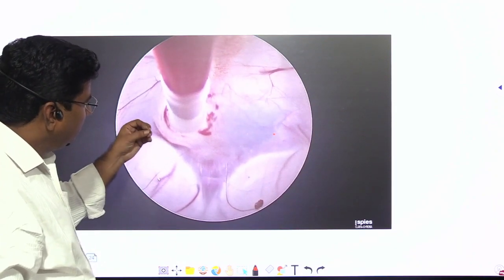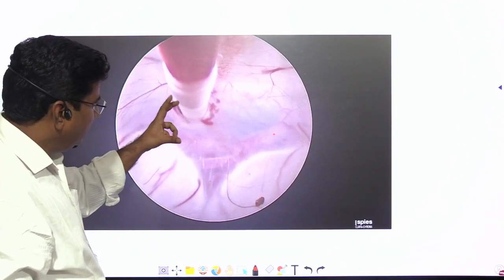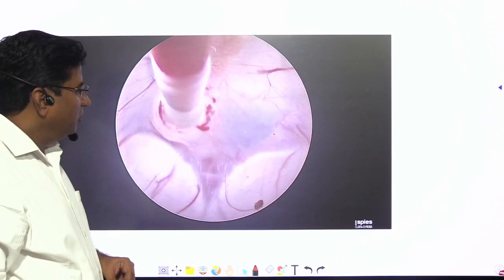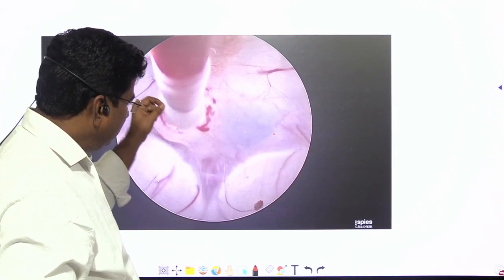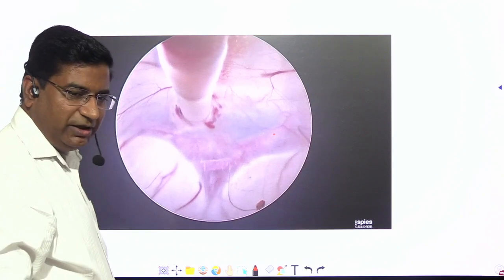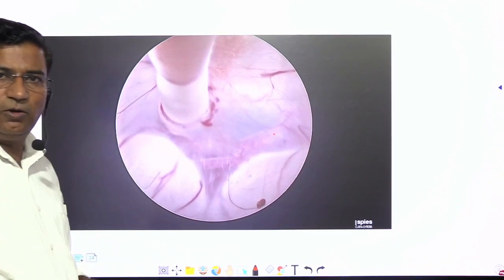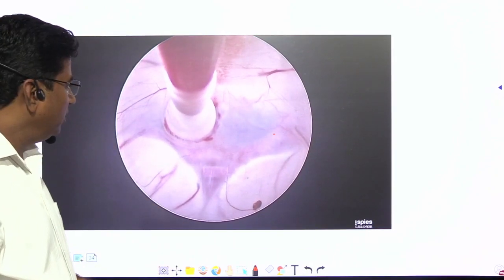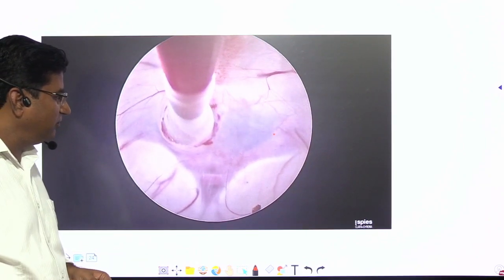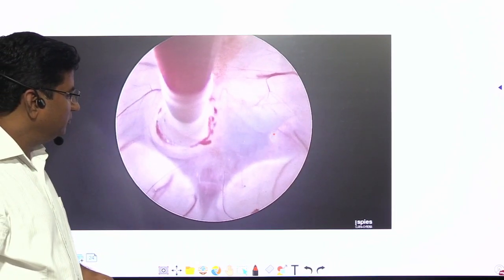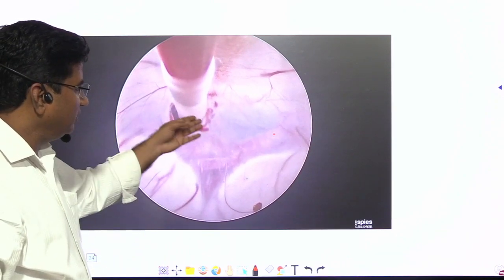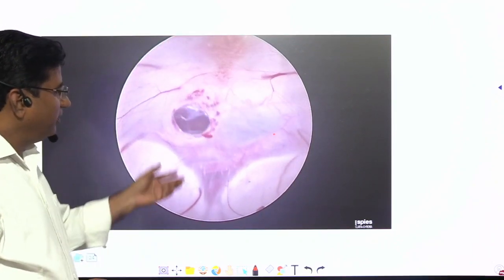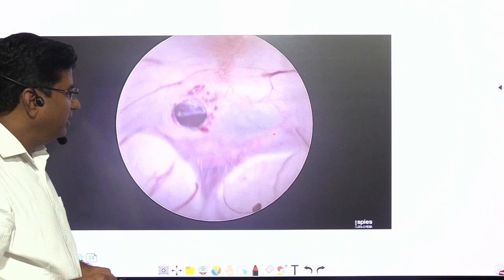After sufficient time with the balloon inflated, we are able to see through the floor of the third ventricle after the Fogarty dilatation. As you see, this is the dilatation by the Fogarty of the third ventricle floor, which is an artificial opening. This is the third ventriculostomy. Now we remove the Fogarty and negotiate the endoscope further.